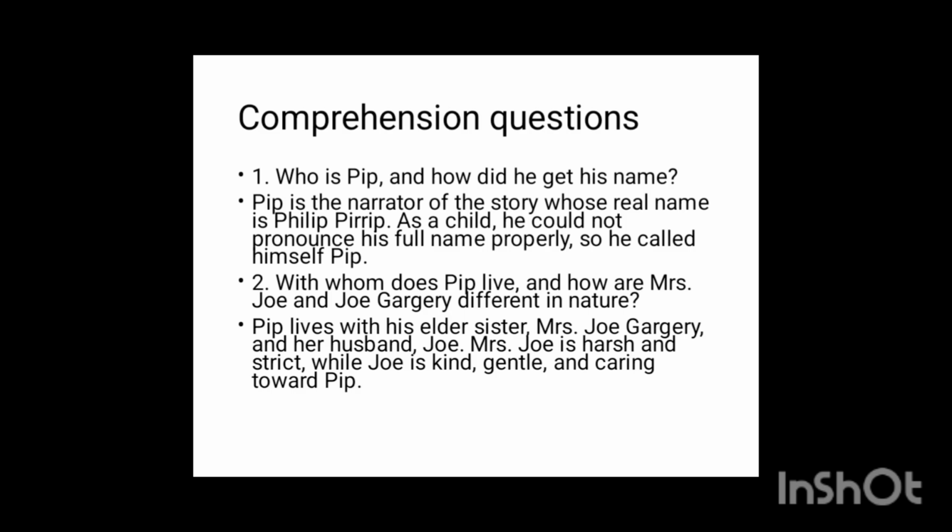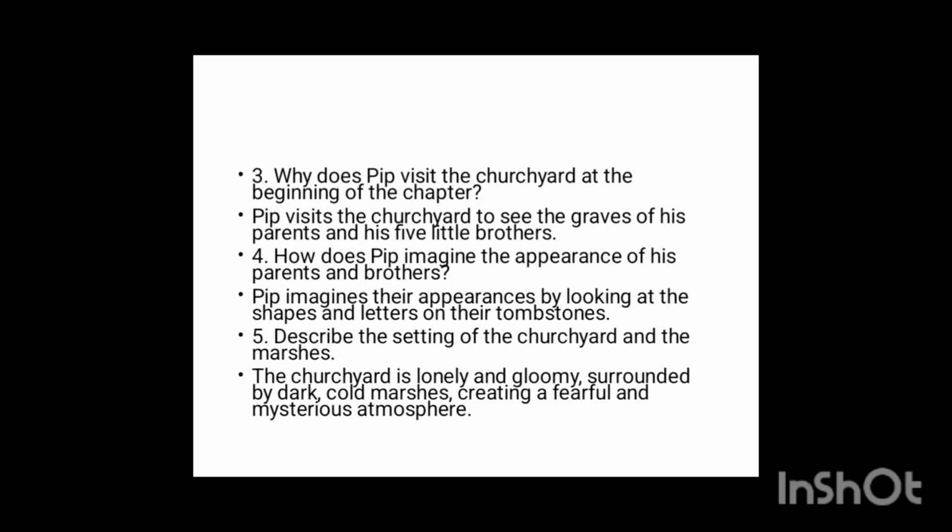Pip lives with his elder sister, Mrs. Joe Gargery, and her husband Joe. Mrs. Joe is harsh and strict, while Joe is kind, gentle, and caring towards Pip. Why does Pip visit a churchyard at the beginning of the chapter? Pip visits the churchyard to see the graves of his parents and his five little brothers.